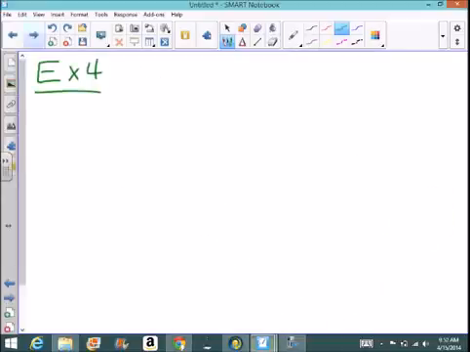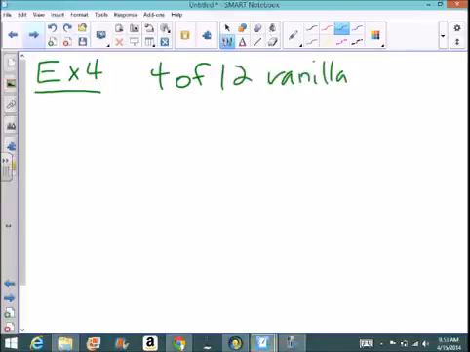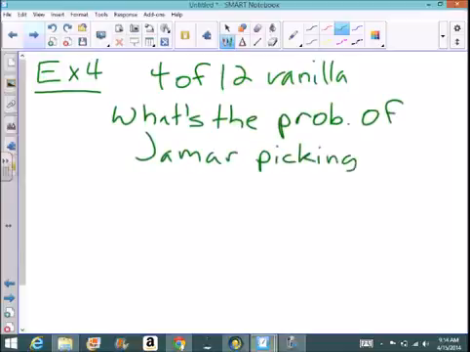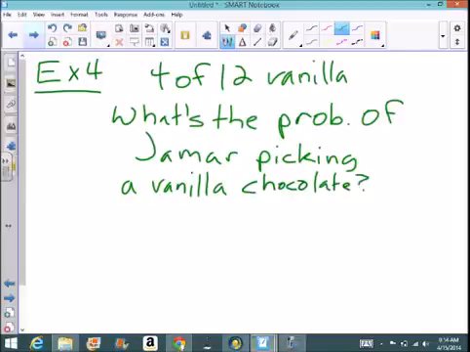Okay, in example number 4, what we are going to do is, again, try to find the probability of a specific event occurring. Let me say what the problem is, and then we'll go from there. If I have 12 chocolates and 4 of them are vanilla, what's the probability of Jamar picking 2 chocolates with vanilla in them? So we're going to let Jamar choose 2 candies out of the 12, 4 of which have vanilla. What's the probability of, when he chooses 2, that both of them will be vanilla?